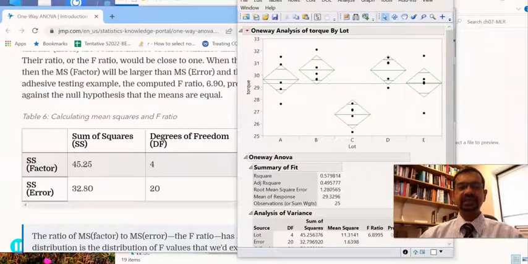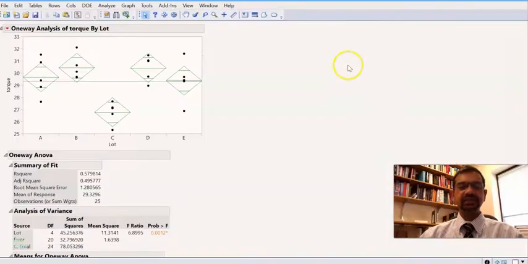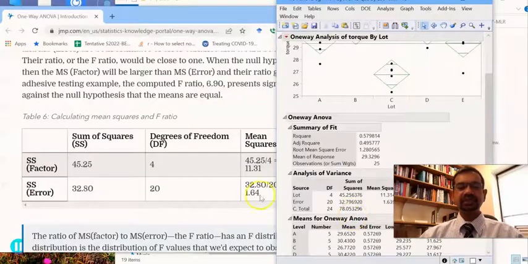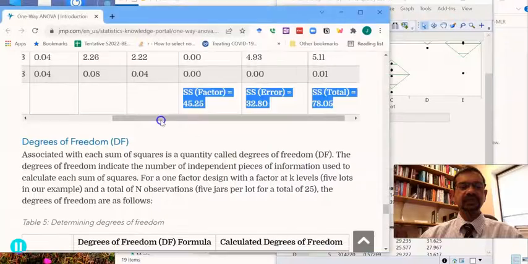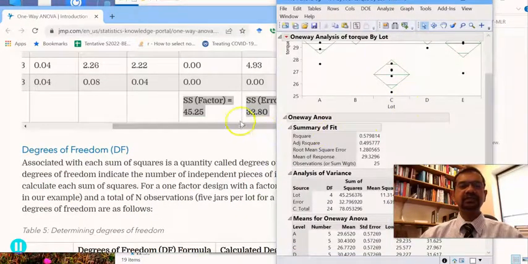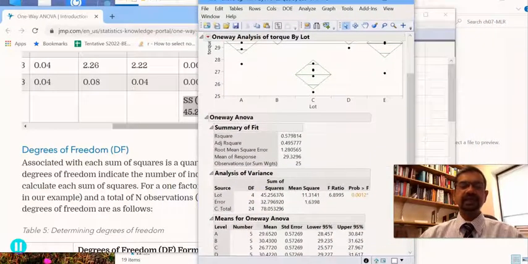In JMP, we see that our sum of squares total is 78.0, and again the numbers that we got over here in this analysis are 78.05 and then 38.2. Our sum of squared errors is 32.7, and then our sum of squared factor is 42.25. And then our F ratio is 6.898, and our p-value for this is 0.0012.